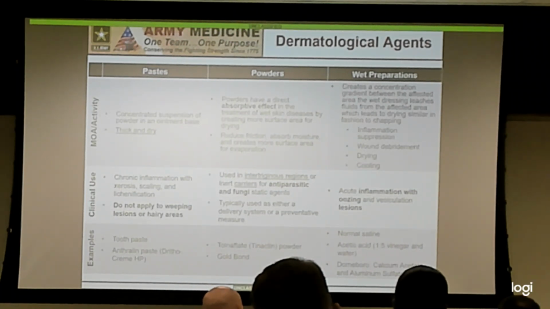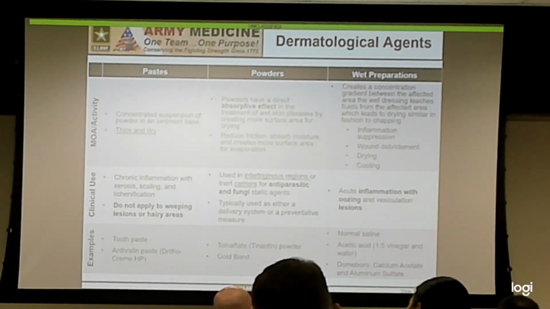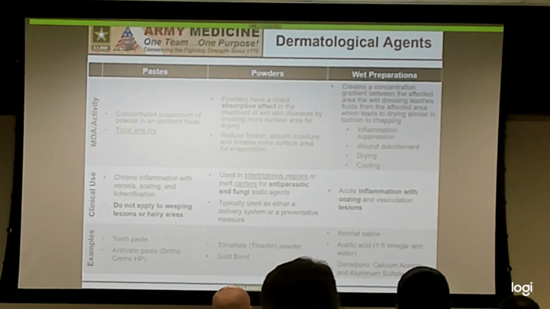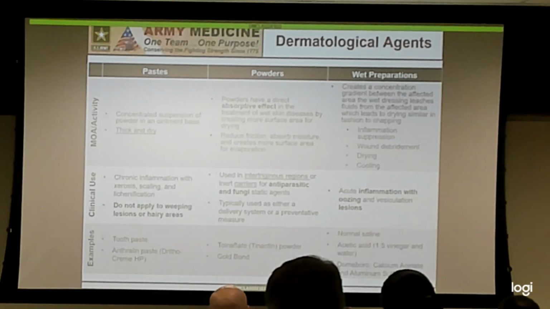Thick and dry. What we're using it for, areas that are going to have thick areas of inflammation, okay? Don't apply it to something that is weeping or hairy, right? Because it's wet. So we got to dry out the things that are wet, okay? So our examples are listed there.